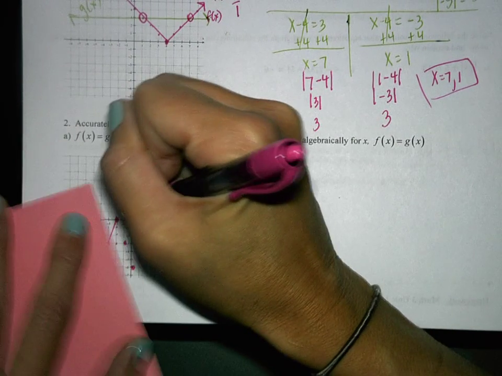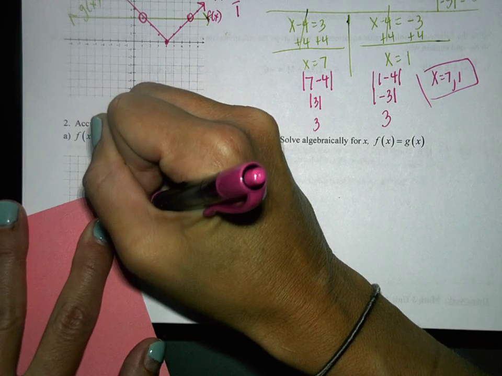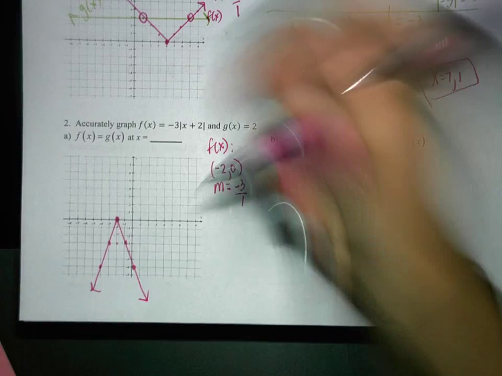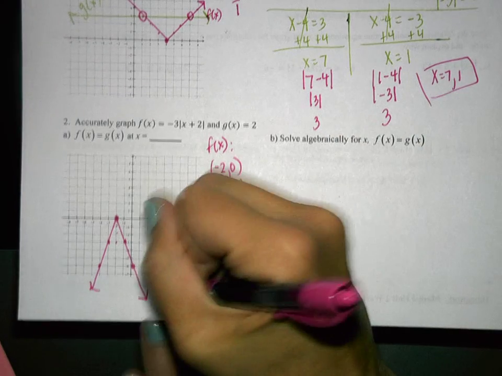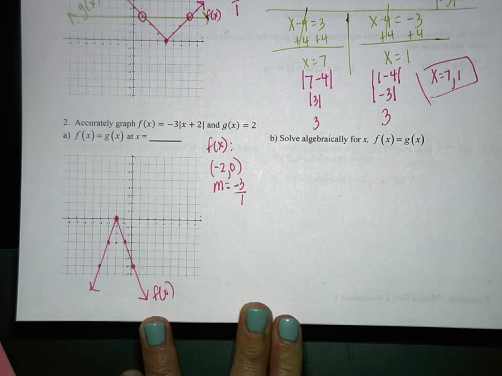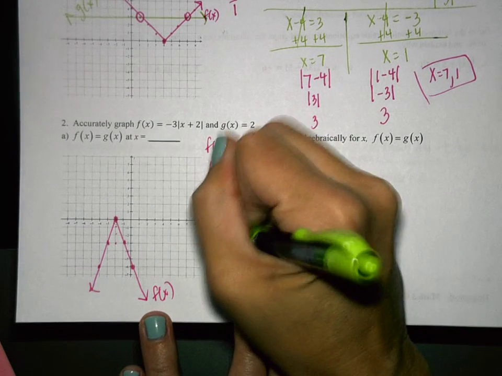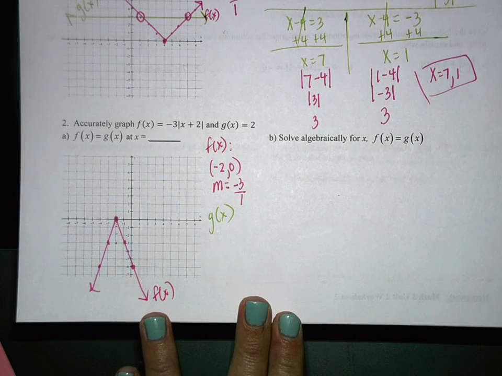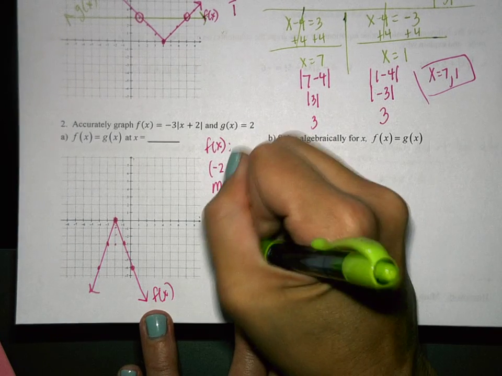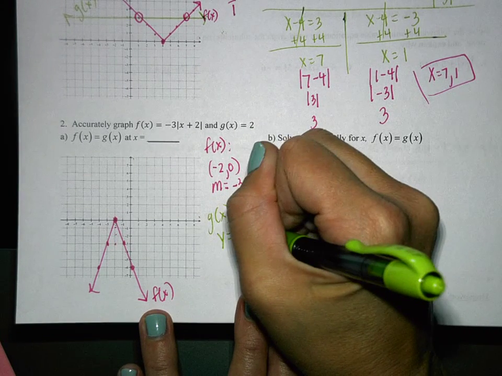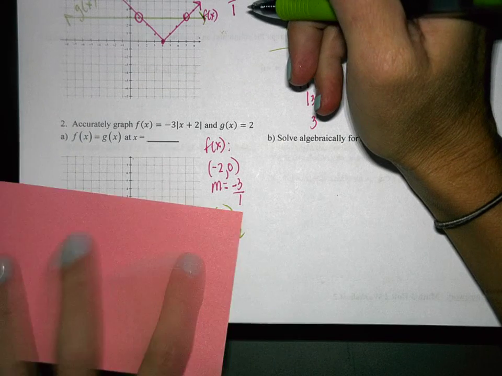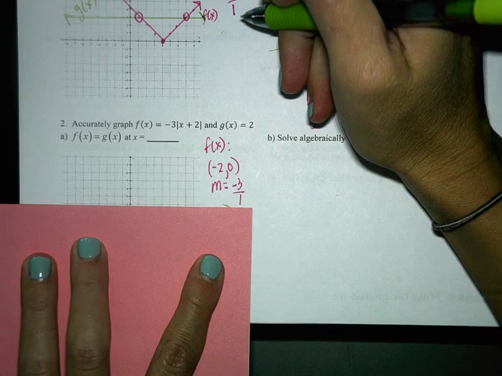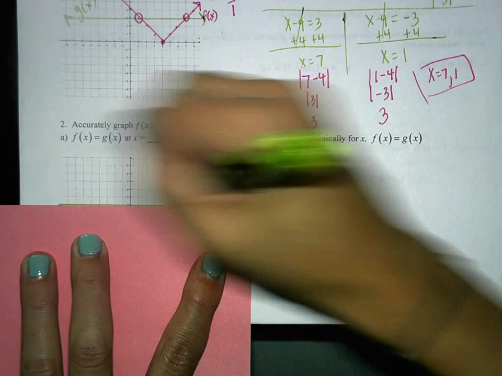So remember, absolute value is two lines that make a V. Okay, so there's f of x, and we're going to label that as f of x. And then next we have g of x. And what is my equation for g of x? Good. And specifically, y equals 2. So we go to y equals 2 right here, and we draw our line.